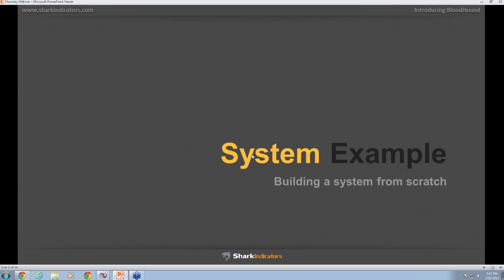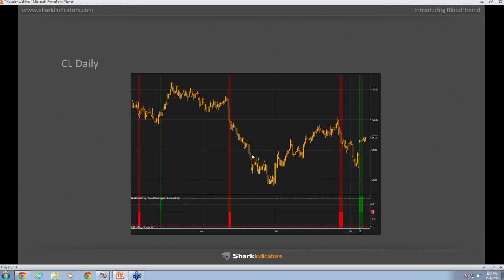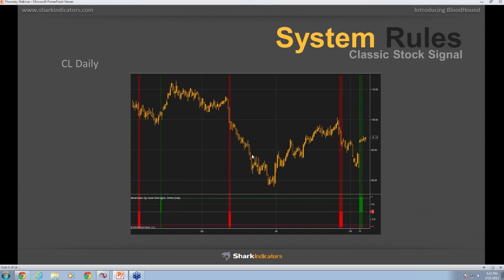So what I'm going to get into next, and this is part of what I promised here, is to show you that system that we were talking about in the email. Like I said, it's really nothing special in terms of what was built behind it. It uses very common indicators, and in this case, I'm going to be using the crude oil daily chart, because this system is more or less designed with a daily chart in mind.